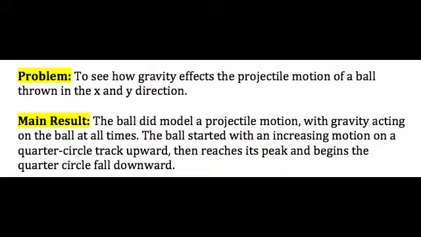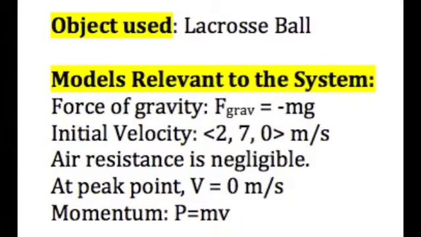The ball started with an increasing motion on a quarter circle track upward, then reached its peak and began the quarter circle fall downward, and both are seen in the tracker graph and VPython. The object used was a lacrosse ball.